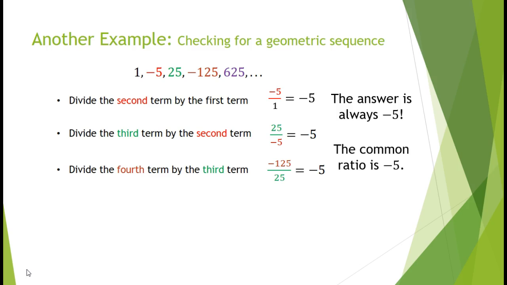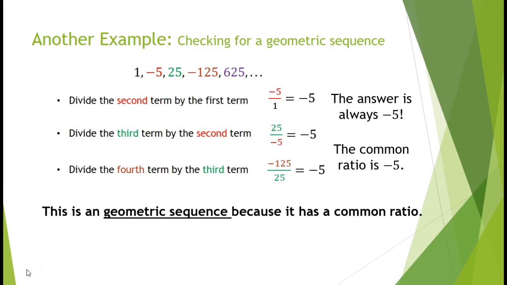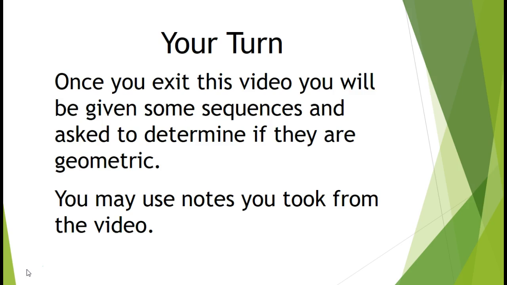That means the common ratio is -5, and since this sequence has a common ratio, it's definitely a geometric sequence.